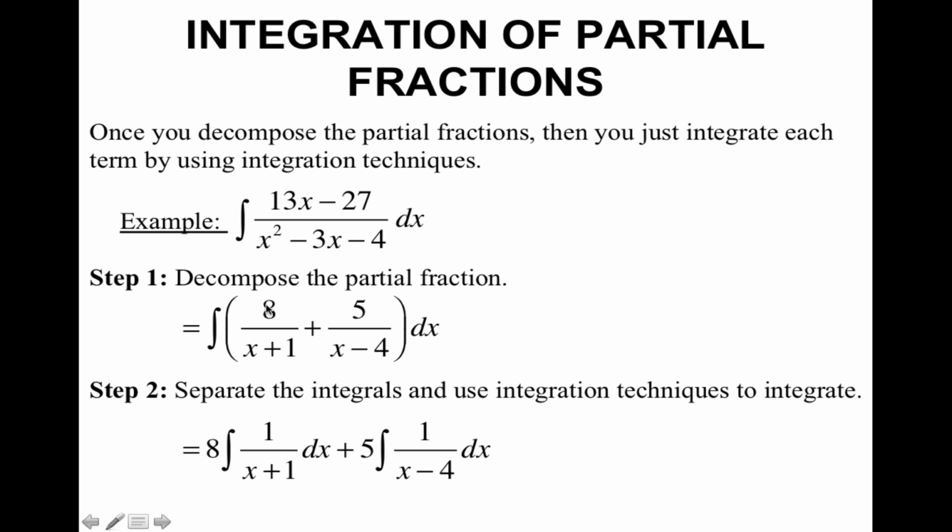So I went ahead and pulled out the multiple constants. And when I'm looking at these two integrals, I can use u substitution. So for the first one, u equals x plus 1, du equals dx. The second one, u equals x minus 4, du equals dx. So now I can go ahead and substitute in the u's, and the antiderivative of 1 over u is the natural log of the absolute value of u.